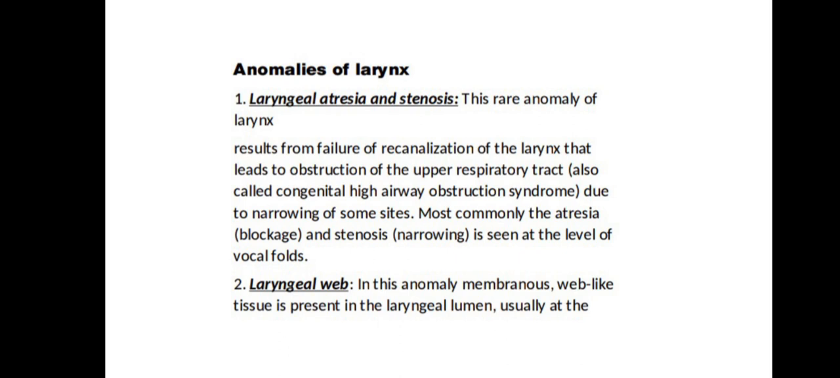The second thing is what you call the laryngeal web. A web is just a membranous-like structure in the luminal structure. So in this anomaly, the membranous web-like tissue is present in the laryngeal lumen. So what causes laryngeal web? It is caused by failure of the lumen to recanalize, therefore causing this membranous-like structure to accumulate in the continuous lumen. Now let's continue.